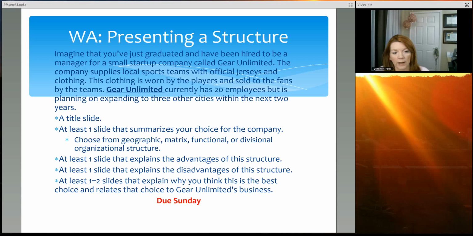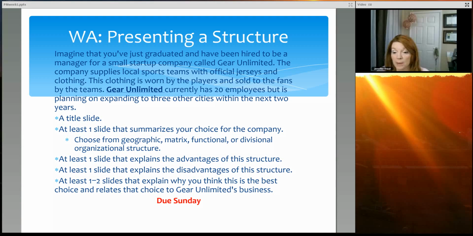And then your writing assignment is really presenting a structure. So basically you're in charge of this Gear Unlimited company, a startup company. The company supplies local sports teams with official jerseys and clothing. The clothing is worn by players and sold to fans by the team. So Gear Unlimited currently has 20 employees, but is planning to expand to 3 other cities within the next 2 years.